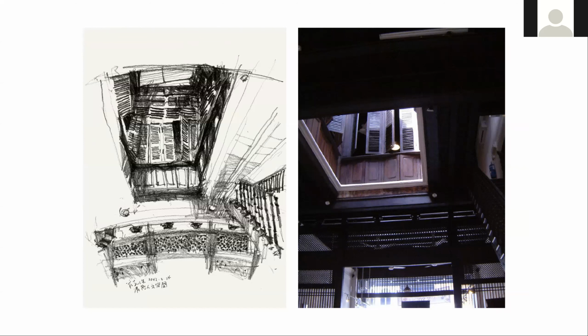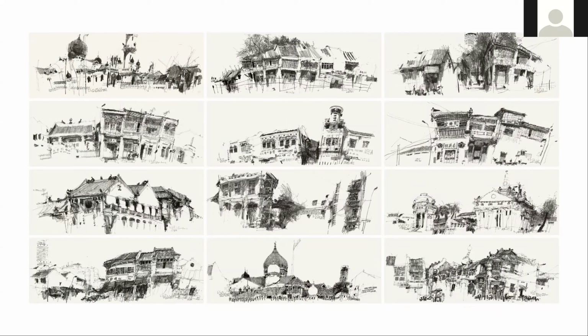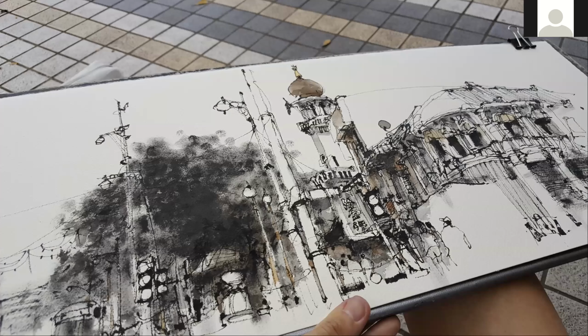Okay, then I realized that this long horizontal format is very suitable for Penang, especially the streetscape. So I started using that format in the year 2010, and at that time, people started to know me for sketching. Other than pencil sketches, I also use Chinese ink. This is a sketch of Georgetown, the mosque, using a twig and Chinese ink with watercolor.